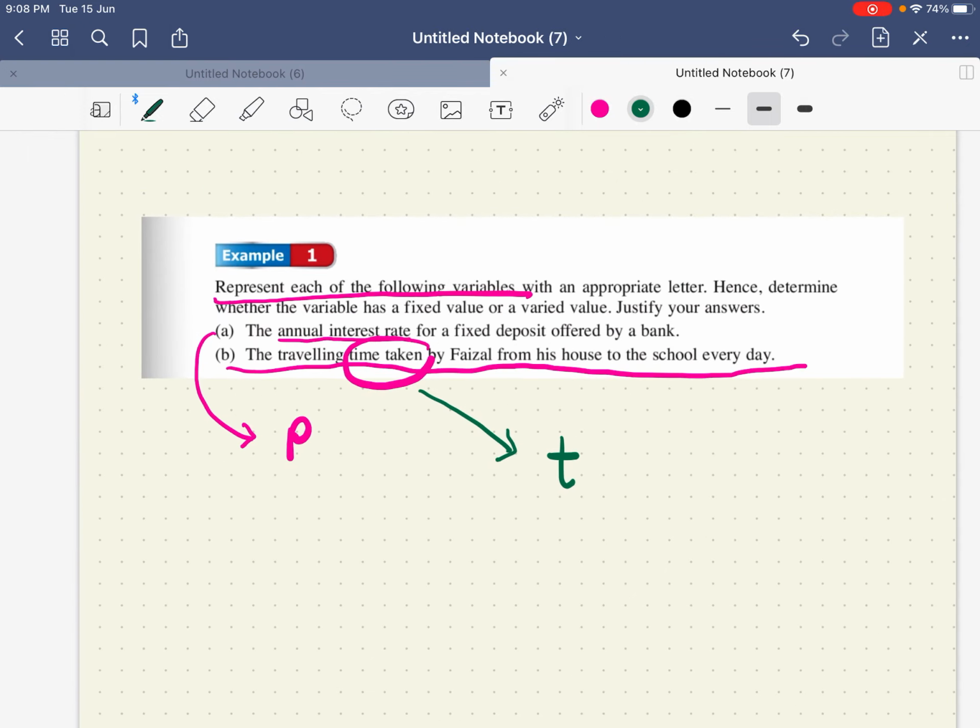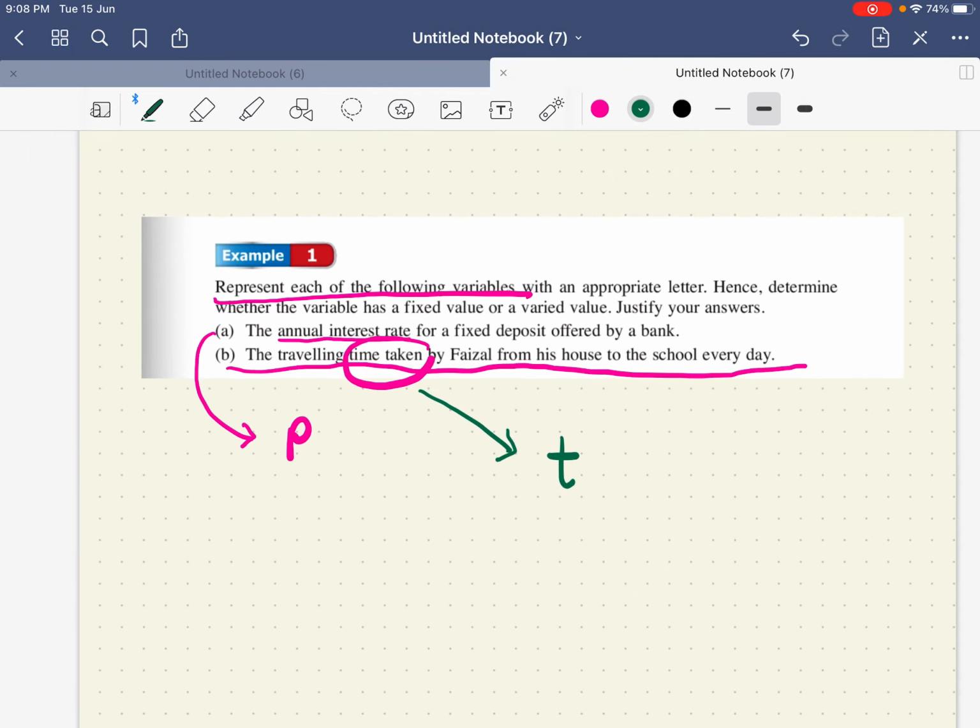Represent juga, sama juga dengan contoh just now. Okay, saya just ambil je sini nak suruh buat homework ni, tak apalah, kita buat sama-sama this one. Okay, represent the following variable with an appropriate letter. Hence, determine whether the variable has a fixed value or varied value. Justify your answer. Okay, kita tengok. Dia nak tengok ada fixed value tak ataupun varied value. Maksud dia, value tu tetap ataupun berbagai-bagai.